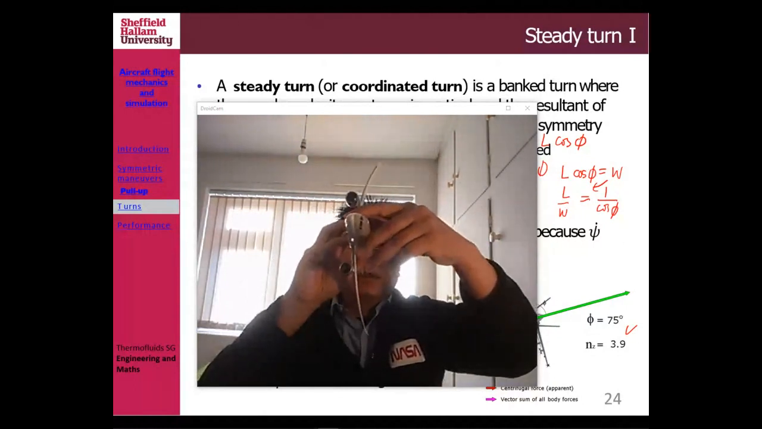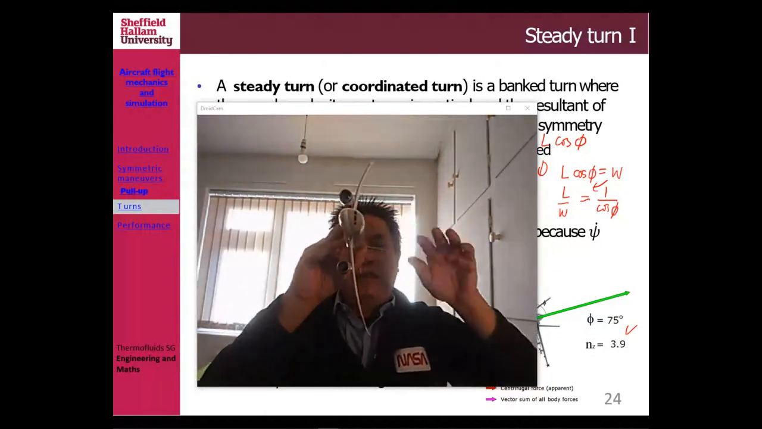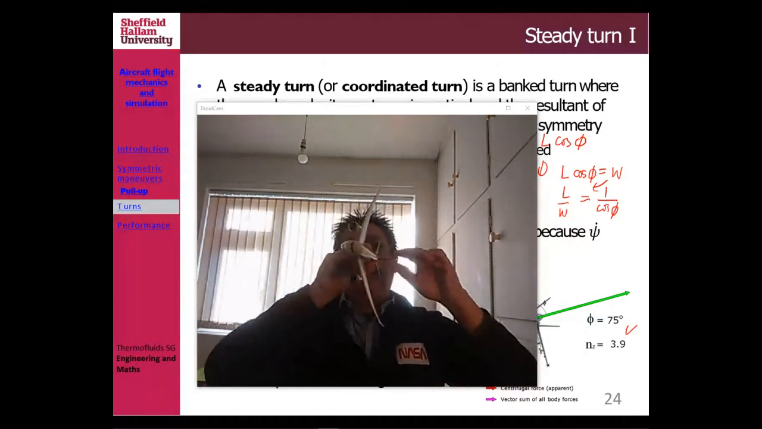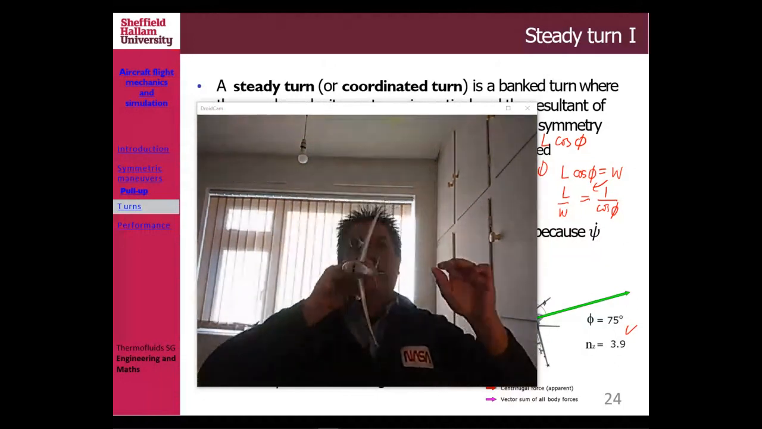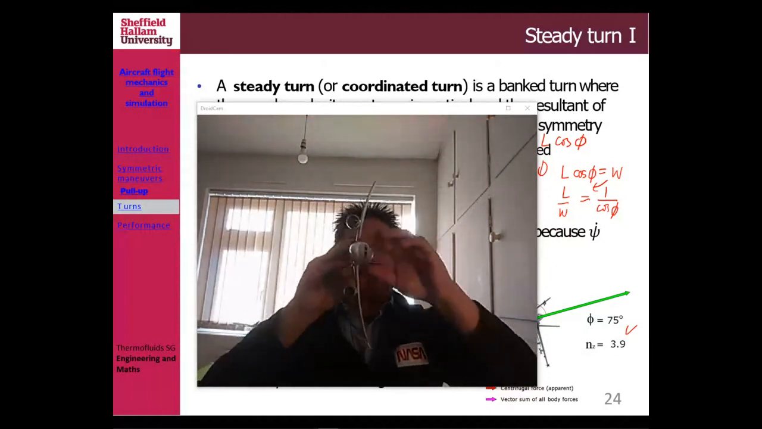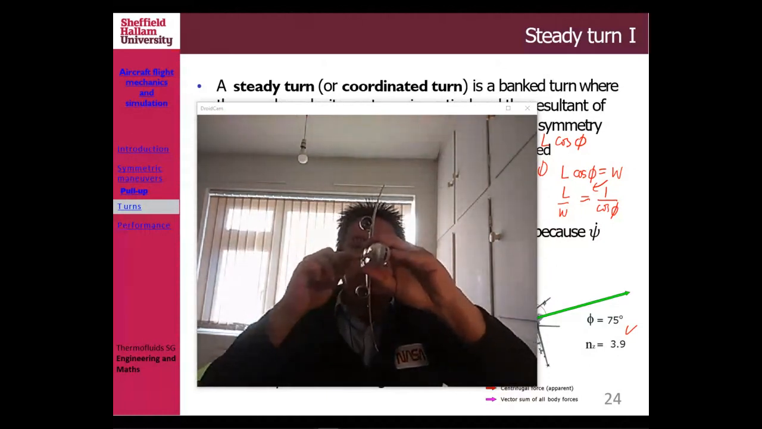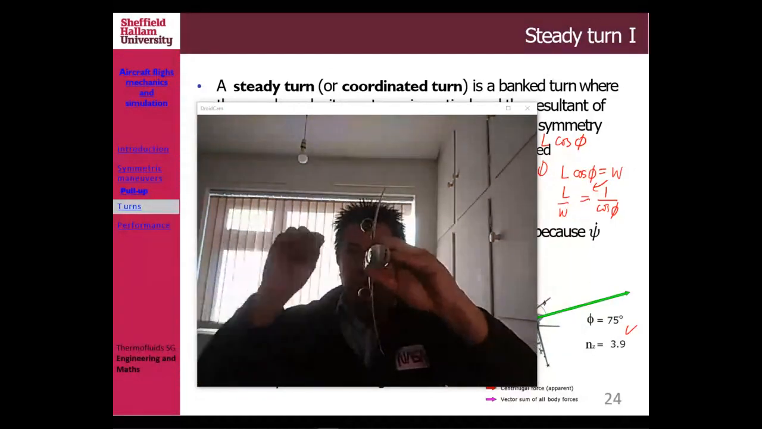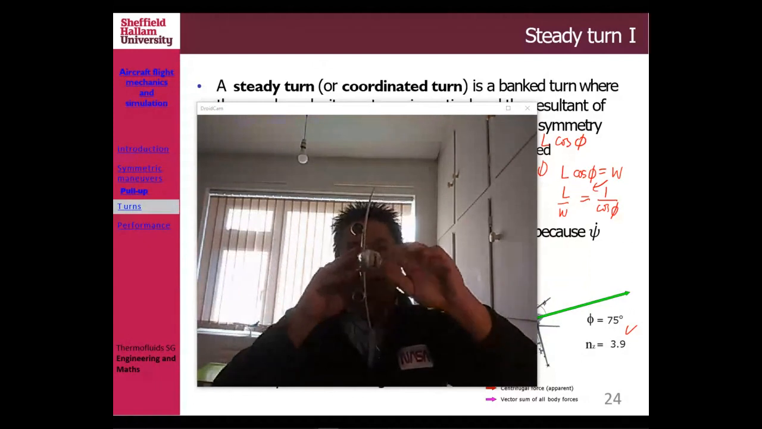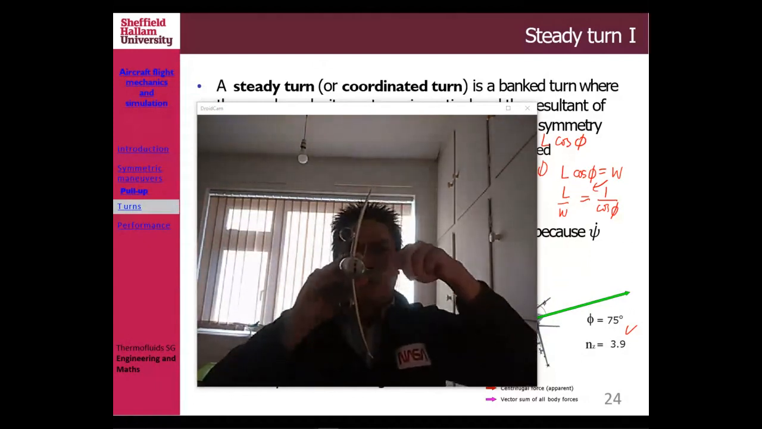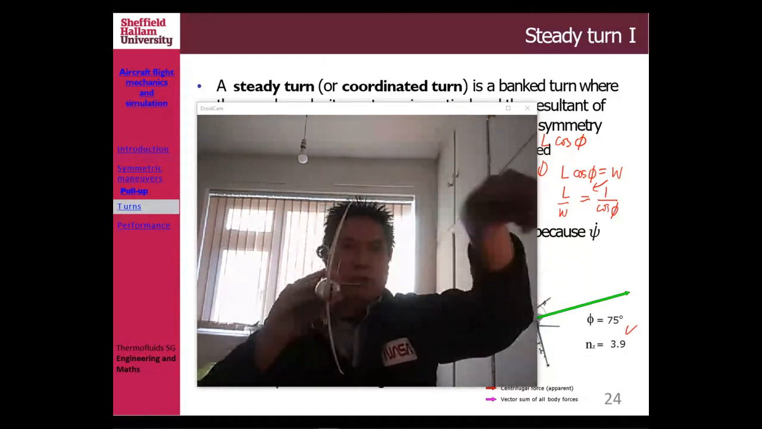Now what happens is that you only rely on the speed of your aircraft. So you have to make a very fast turn in order to create what they call centrifugal force, mv squared divided by r, where r is your radius of turning.